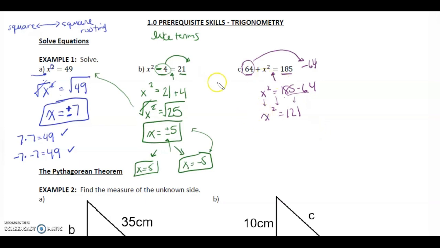Okay, and then we're back to the start. We root both sides. The squared and the square root cancel out. And we get x equals plus or minus 11.